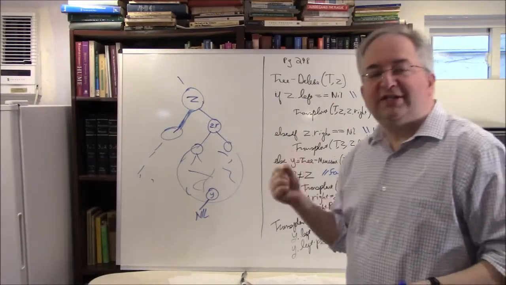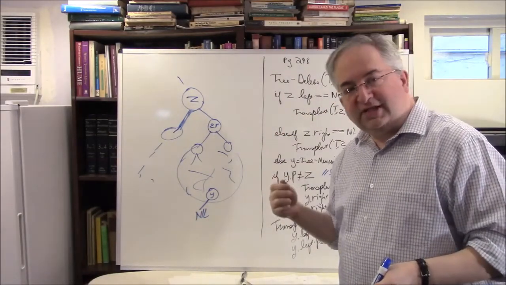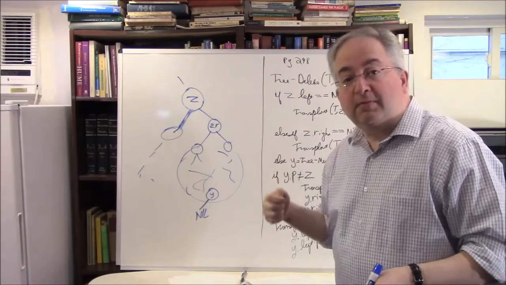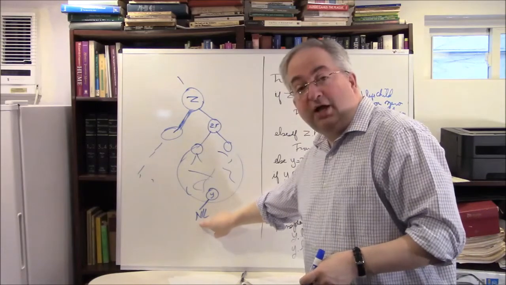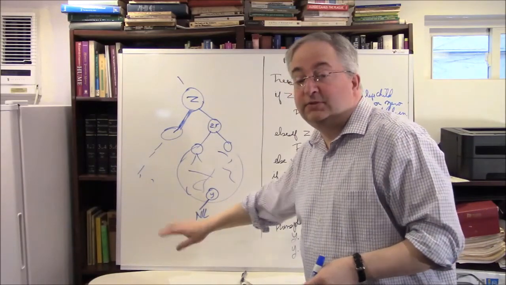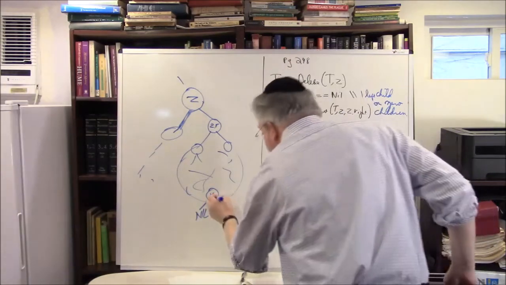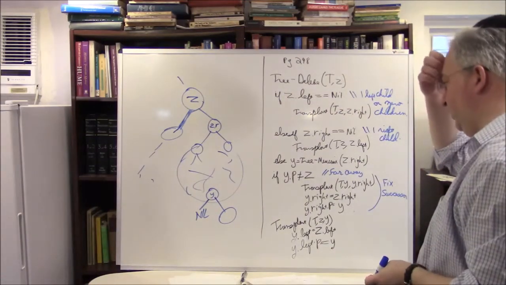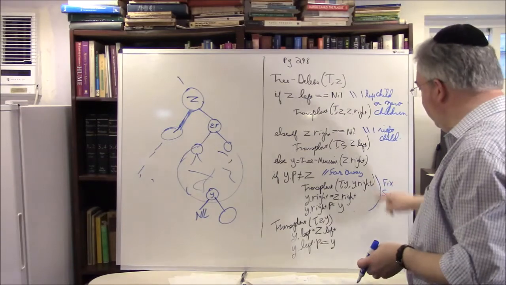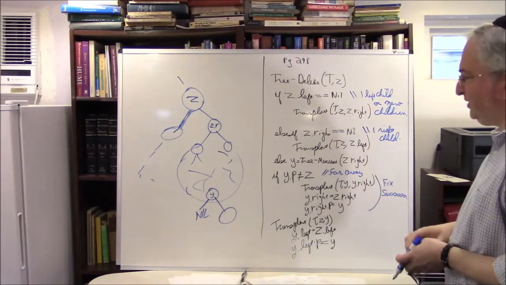Because what is the definition of a successor? It's the minimum of a certain element. Well, if he had a left child, I could have taken that minimum. So he doesn't have a left child, but he does have a right child. So here, what we have to do is fix the successor.